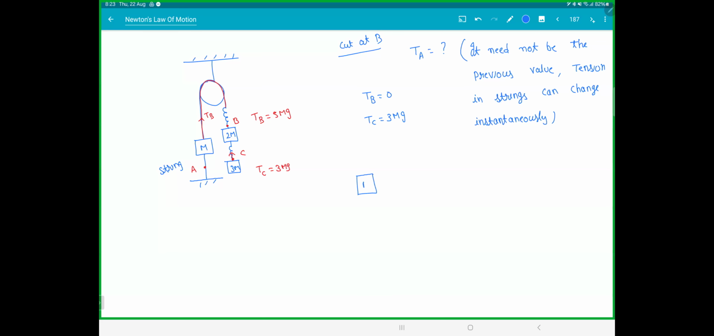Let's draw for m. The force Tb became 0. This is mg. This is Ta. Now, if you think about it, strings cannot push. Tb is 0, right? So the block will try to fall down. And we know strings cannot push. Therefore, Ta must be 0.